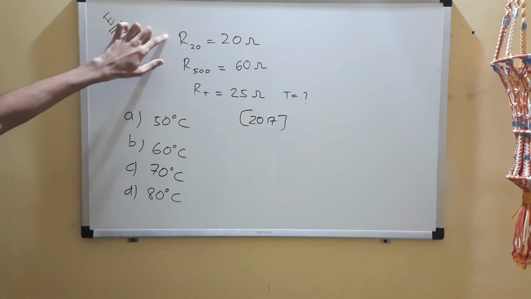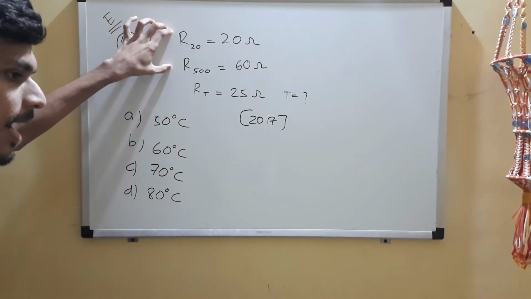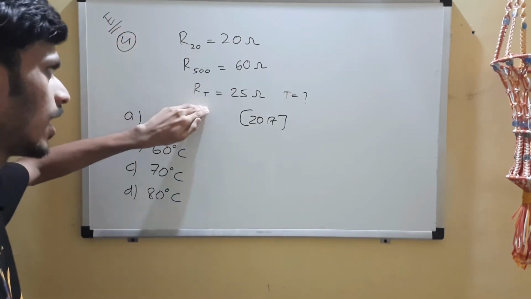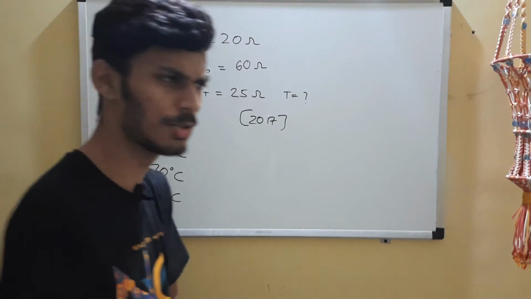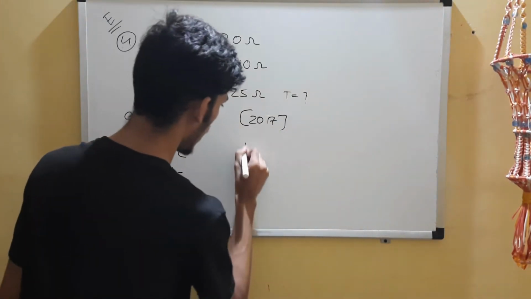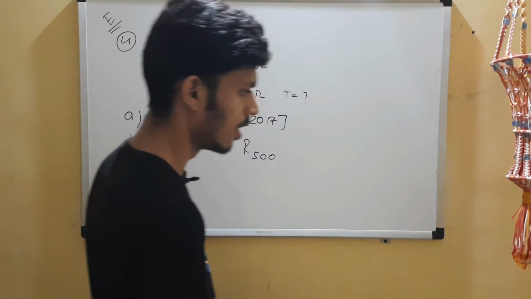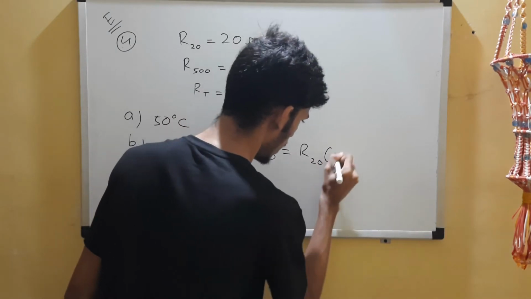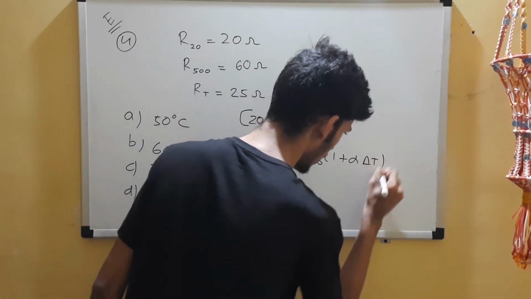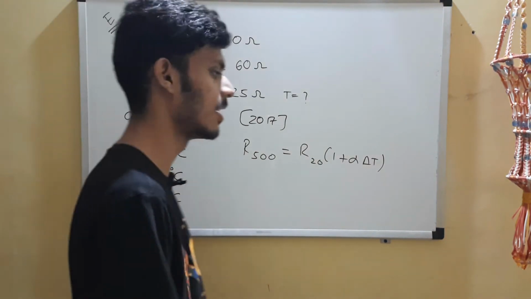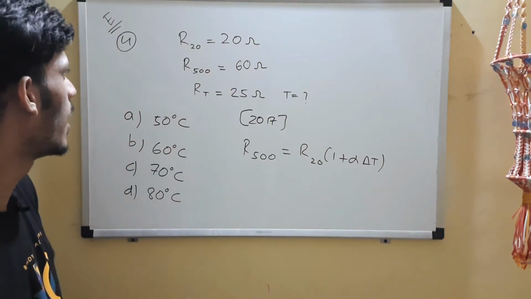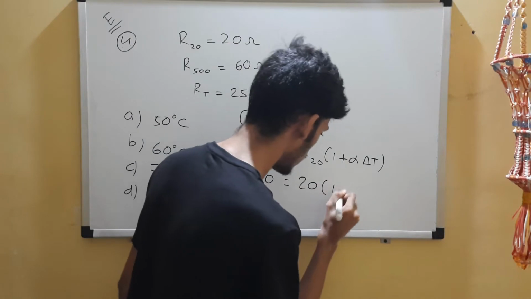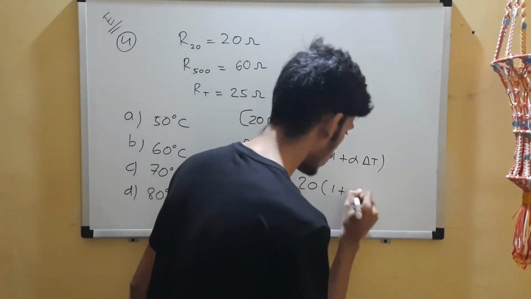You will find the value of alpha, the temperature coefficient, from this data, and that alpha you'll use over here, and then you'll find the temperature. So let's apply that approach. We can write R500 applying the temperature dependence equation: R at 500 equals R at 20 into (1 plus alpha into delta T), right? This is the temperature dependence equation which we are using. So R at 500 is 60 ohms, R at 20 is 20 ohms, and this is 1 plus alpha, which we have to find, into delta T.